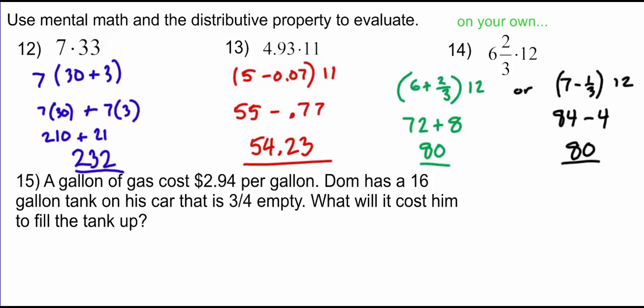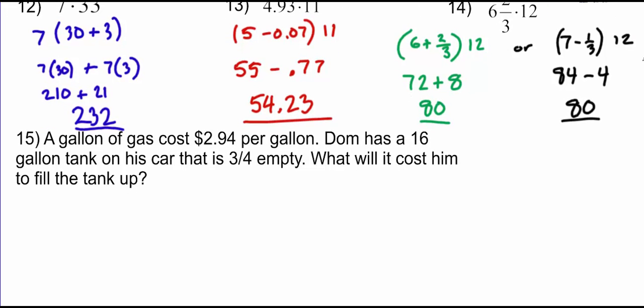All right, you can see on number 14, I've actually done this problem 2 different ways. You didn't have to do it 2 ways, but I thought, you know, at 6 2/3, some of you might look at that as 6 plus 2/3. Others might think, well, that's kind of close to 7, so I'll do 7 minus 1/3, and that'll get me there. And when you look at it, you can see either way, I ended up with 80 is the answer. All right, so again, we're still not using calculators, definitely mental math.